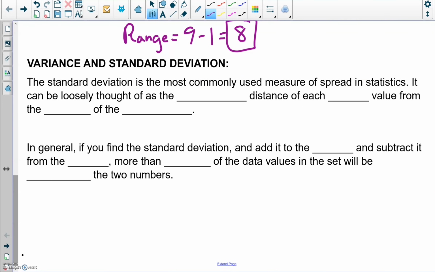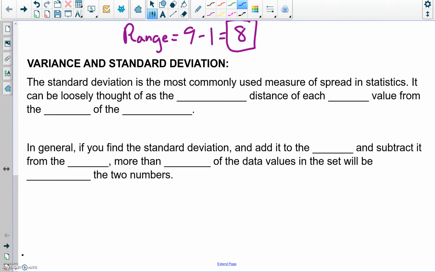Okay, so that's a basic one. That's all you got to do. Subtract high minus low. Make sure you don't get sucked into the easy thing of just picking the first number as the low. Always look through the data set if they're not in order.